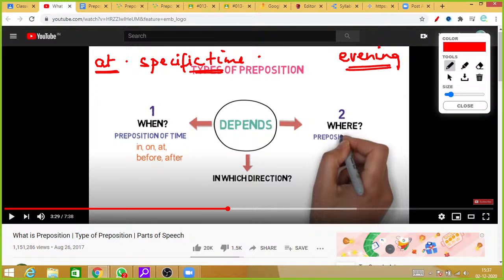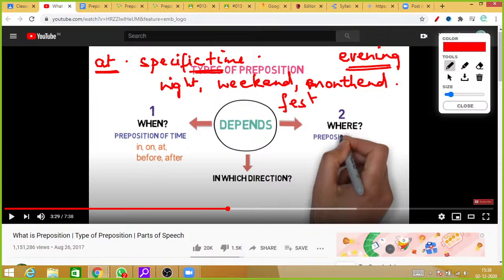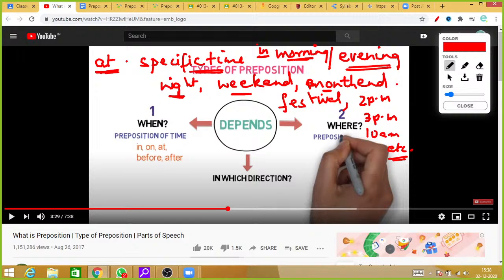What didn't you understand? So, a specific time could be night time, it could be a weekend, it could be a month end, it could be a festival. I'll just give you an example. It could be a specific time like 2 p.m., 3 p.m., 10 a.m., etc. Okay, Rasik? Morning and evening are also specific times, but morning and evening ke saath we use in. You don't use at somehow. Even for morning, you don't use at.